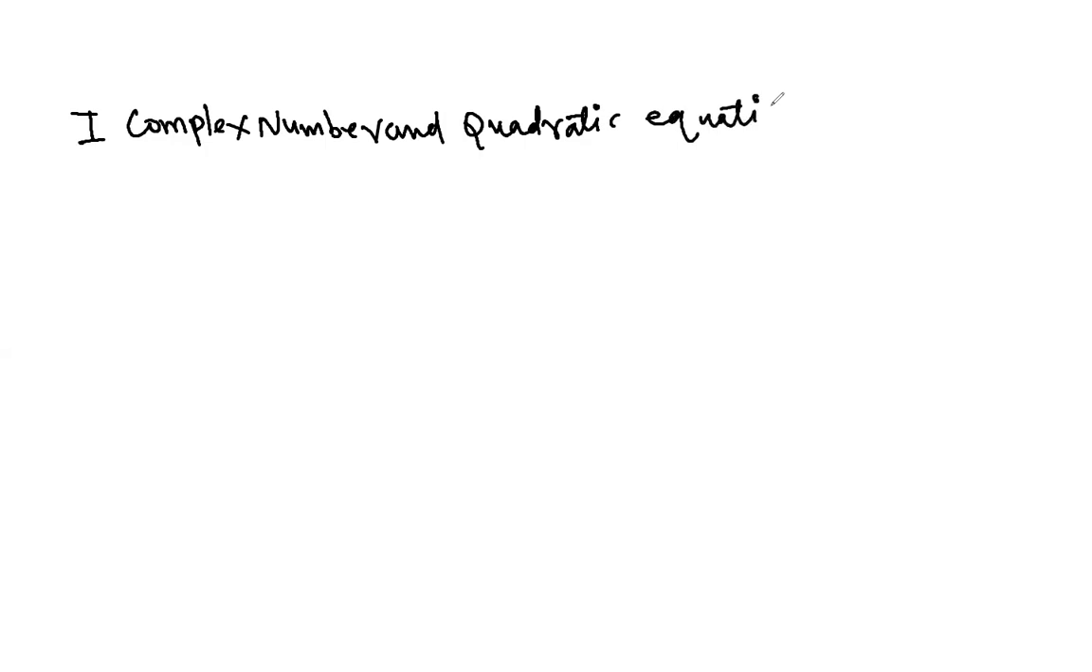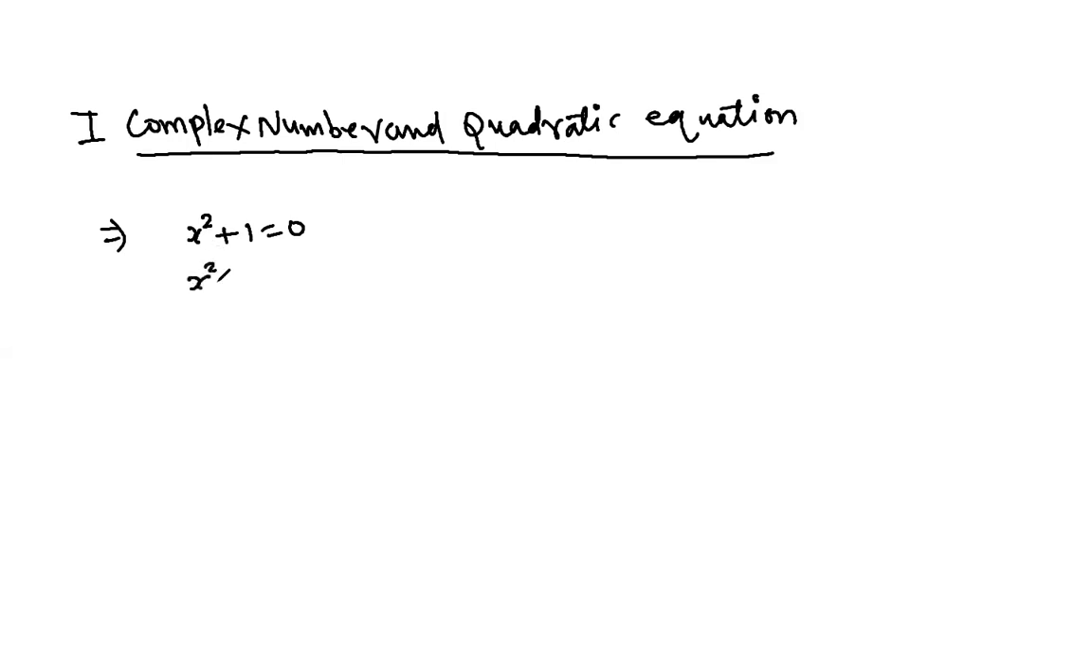Before starting the chapter, we should know what is the form of the quadratic equation. Why do we need this complex number? First start with the equation x square plus 1 equals 0, and we know that there is no real solution of this equation because x square equals minus 1, so we can't have a real solution. So what we do, we have to extend the real numbers so we can write down the solution of this equation.